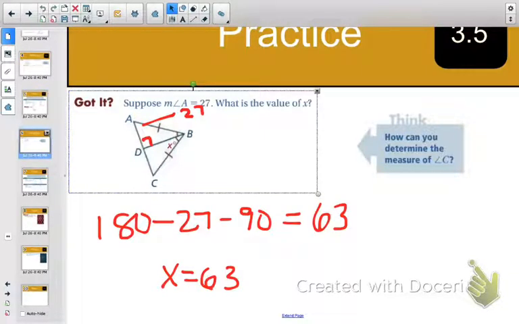Okay, so since this is 27, we do 180 minus 27. We know that this is going to be a right angle, because it forms a perpendicular line, because it cuts the B in half. So minus 90 as well, and we get 63. So that tells us that both of these angles here and here should be 63. So x equals 63.